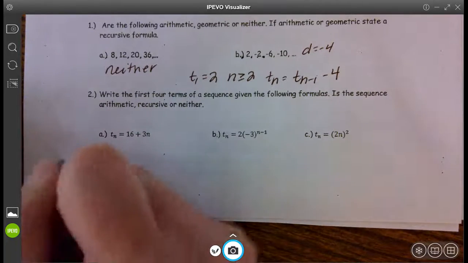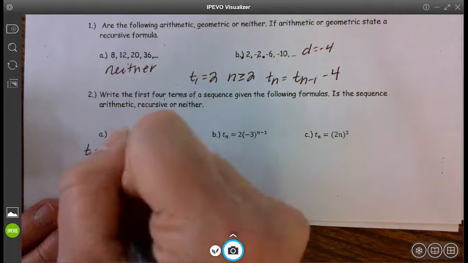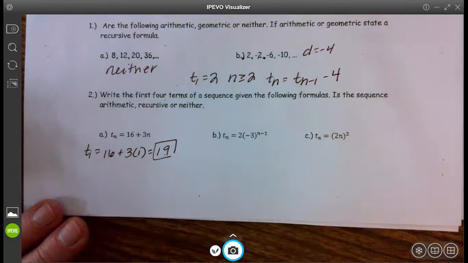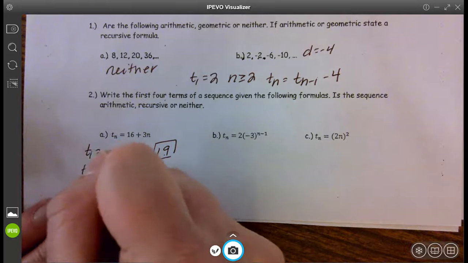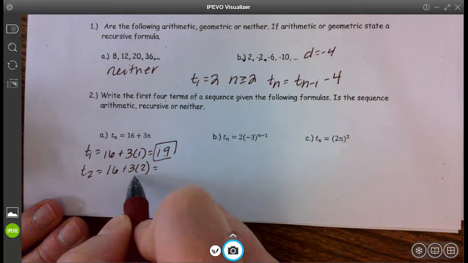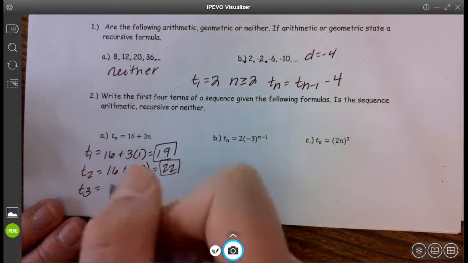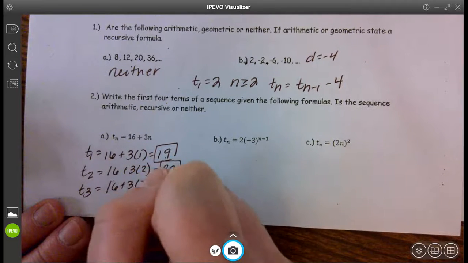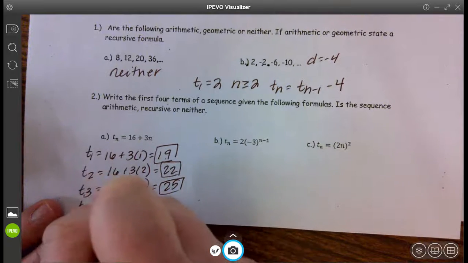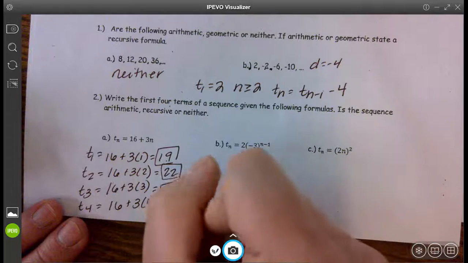Write the first 4 terms. Okay, so if you want term 1, you substitute in 1 here. 16 plus 3 times 1 is 19. This is not a recursive formula, but that's okay. Term 2, you substitute 2 in. 16 plus 6 is 22. Term 3, 16 plus 9 is 25. Term 4 is 16 plus 12, which is 28.